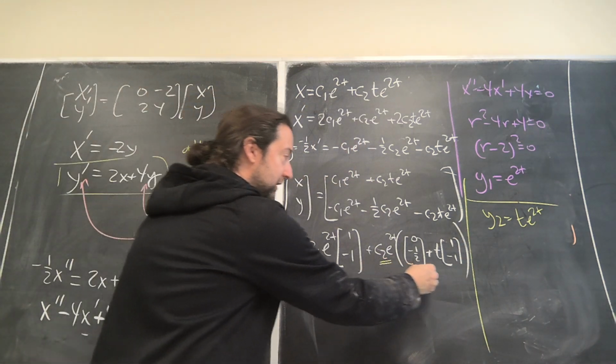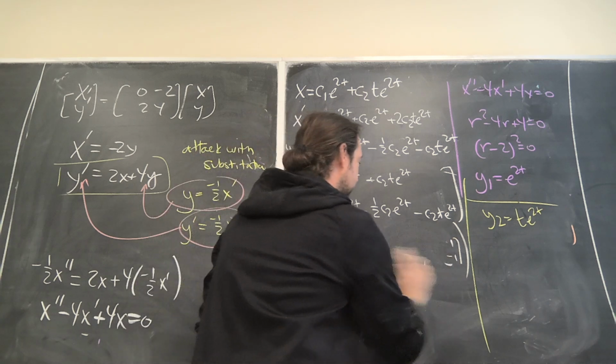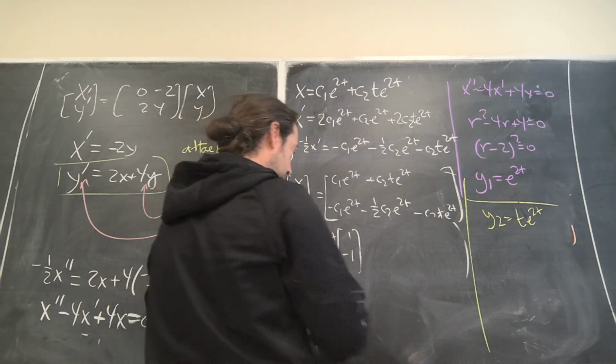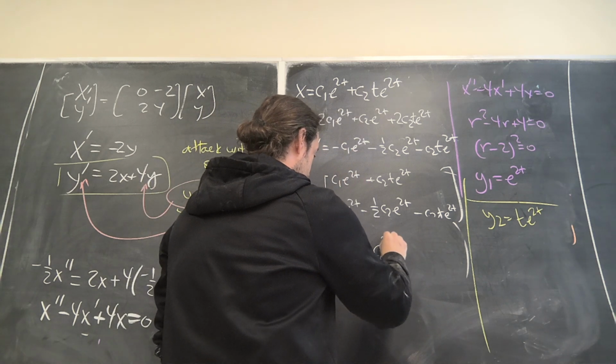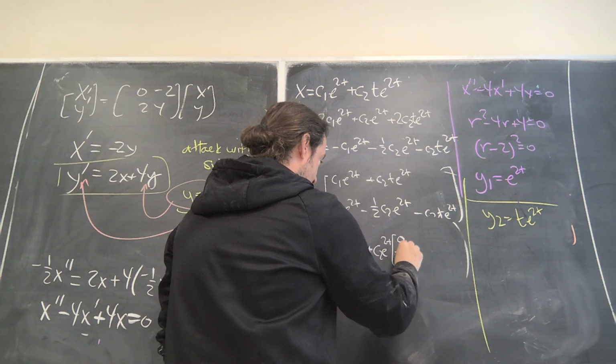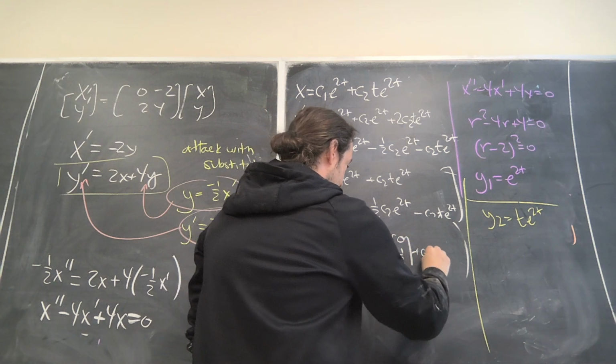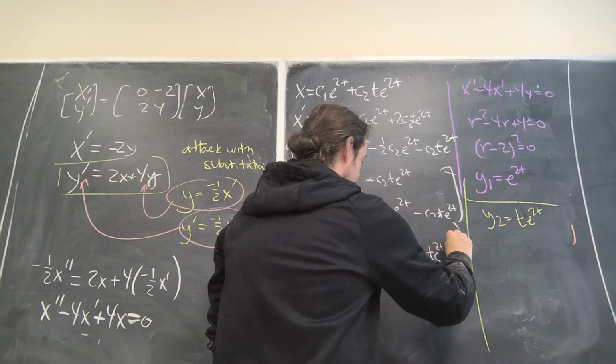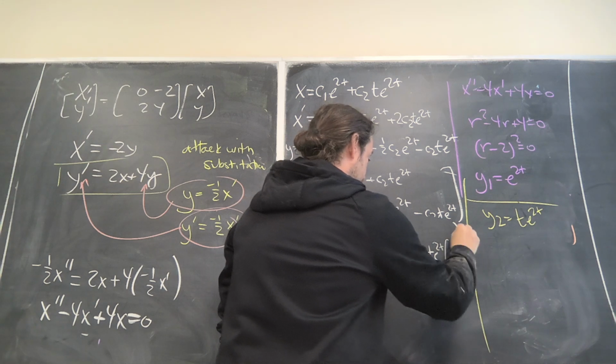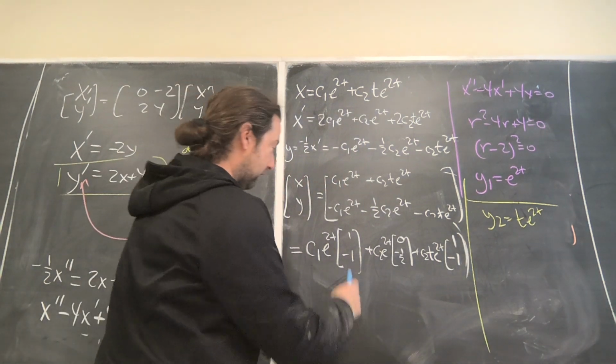c2 e to the 2t, this would probably be more illustrative if I did it this way. Hold on. I'll do one intermediate step. c2 e to the 2t times the vector 0, minus 1/2, plus c2 t e to the 2t times 1, minus 1. I want to draw your attention to this.